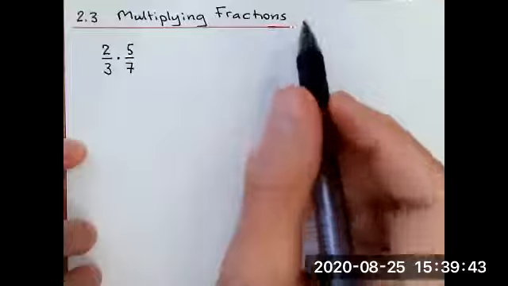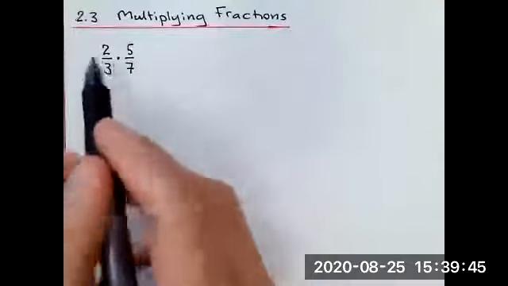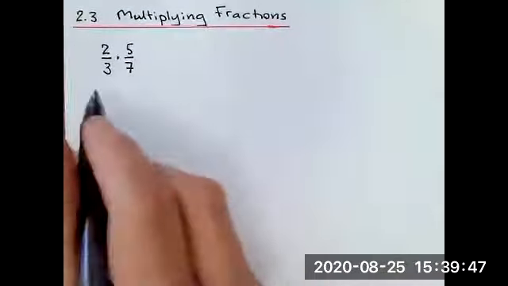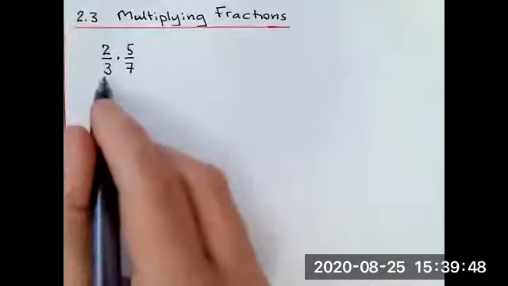Multiplying fractions. Basically, you just multiply the numerators and then multiply the denominators.